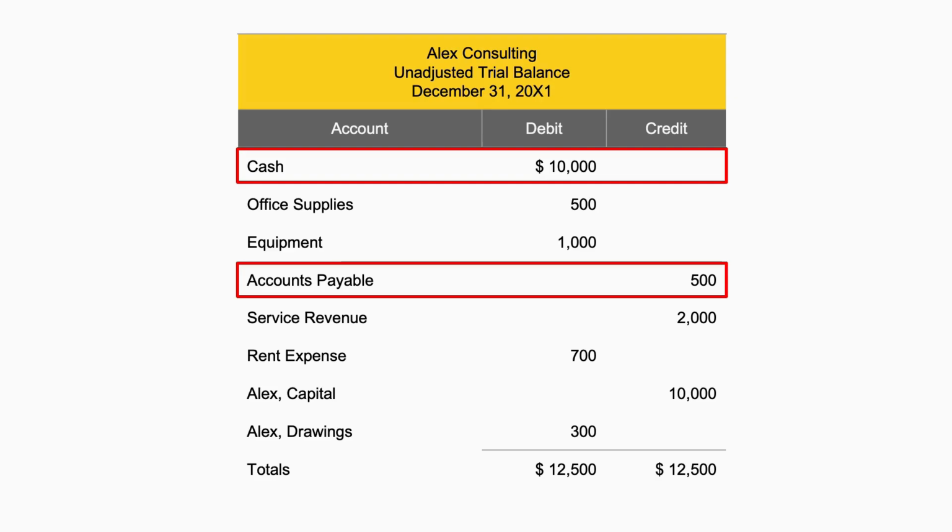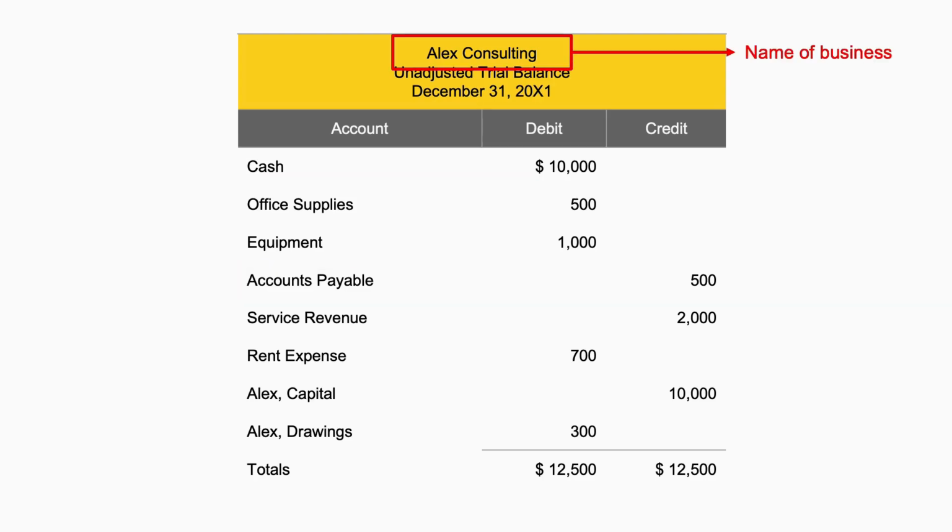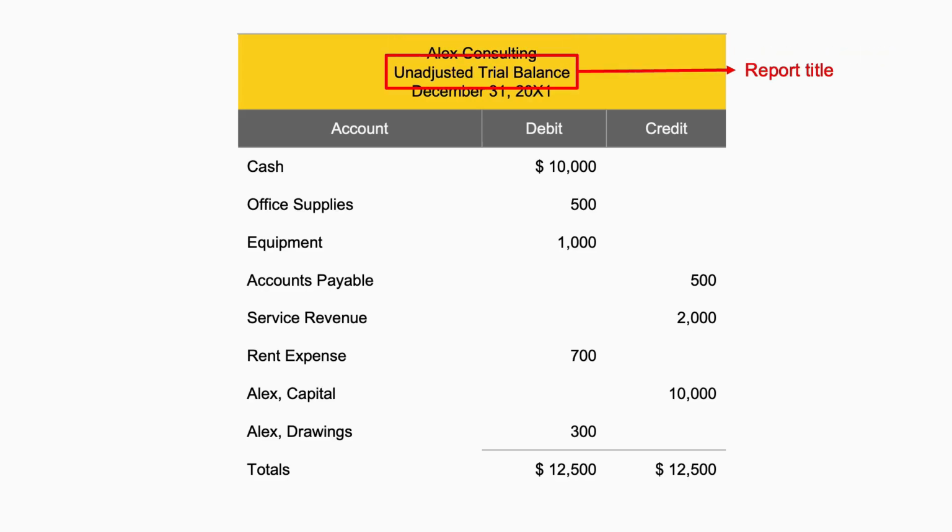Now let's determine the parts of the trial balance. First, we have the business name, which in this example is Alex Consulting. Below that is the title, Unadjusted Trial Balance. It's called unadjusted because adjusting entries have not yet been made. We'll talk more about those in the next few videos. And then the date, December 31, 20x1. Notice that we simply write the date. That's enough to indicate when these account balances apply.